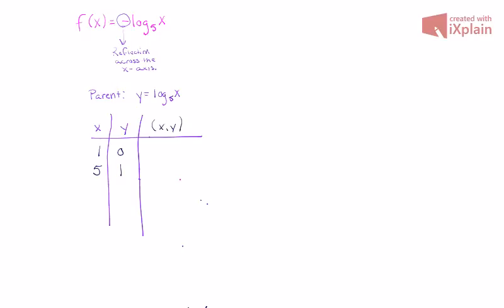Okay? So if I'm going to reflect something across the x-axis, that basically means I'm going to change the signs of my output, or my y values. So what I'm going to do then is multiply each y value by a negative 1. That means one of my points will be 1, 0, because 0 isn't going to be affected by a multiplication of a negative 1. And then the next one will be 5, negative 1. Okay? So now we have enough information to go ahead and create a graph.